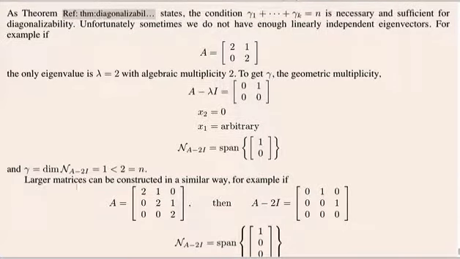Larger matrices can also be constructed in a similar way. For example, this upper triangular matrix has also the same problem that the 2 is the only eigenvalue, but it's repeated 3 times. If you want to look at the geometric multiplicity, subtracting 2 from the diagonal entries, we get 0, 1, 0, 0, 0, 1, 0, 0, 0. And what this says is that x3 is 0, x2 is 0. And again, we have that x1 is the free variable, so it's 1, 0, 0, and its span creates the null space of A minus 2I.